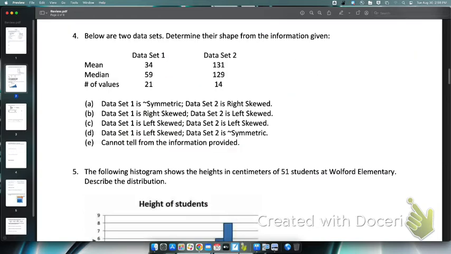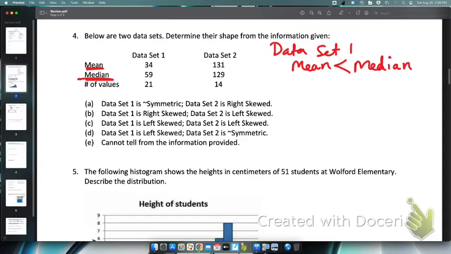All right, number 4. We have 2 data sets. Determine their shape from the information given. So really all I'm given here is the mean and the median. And so depending on how the mean and the median are related will tell me whether or not something is a certain shape. On data set 1, we have our mean of 34. That is less than the median. So remember, the reason that the mean would be less than the median is because the skewed data has pulled the mean down. So if my mean is down below my median, that is because I have a left skew. So data set 1 is left skewed, so it's going to be either C or D.